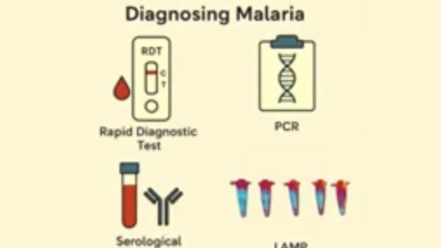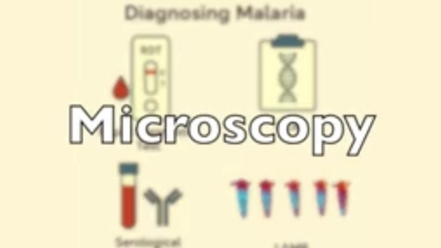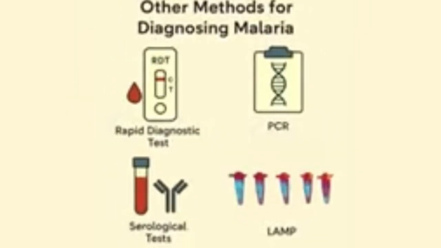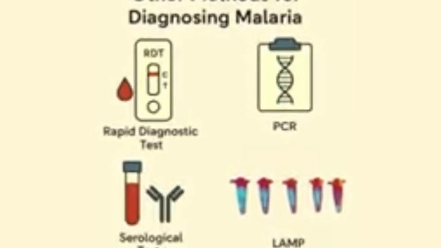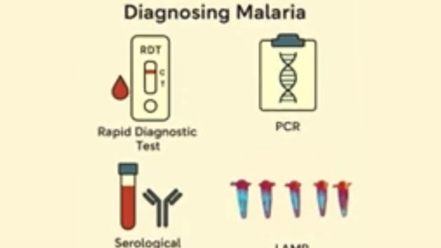So the gold standard for diagnosing is actually microscopy. For more sensitive detection, polymerase chain reaction is the best, but for routine purposes, labs would use microscopy as the gold standard.